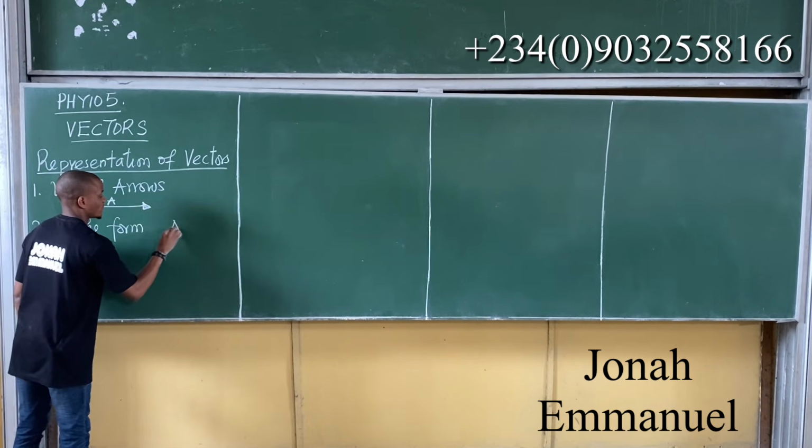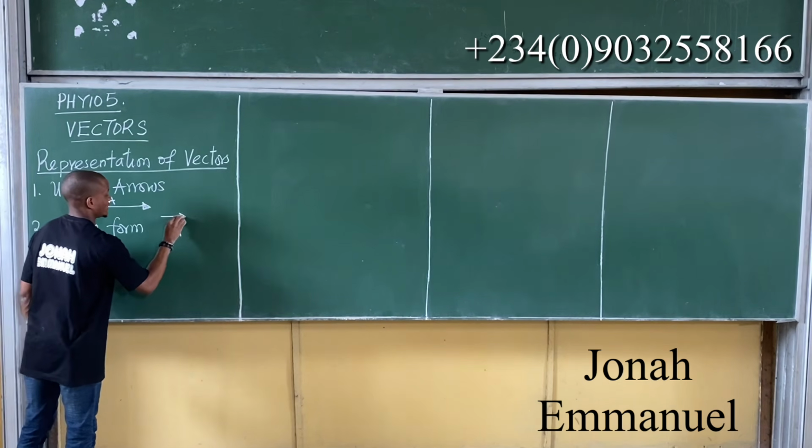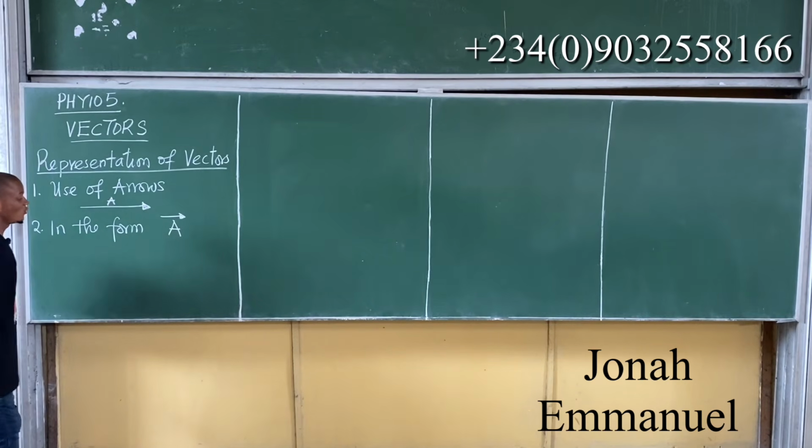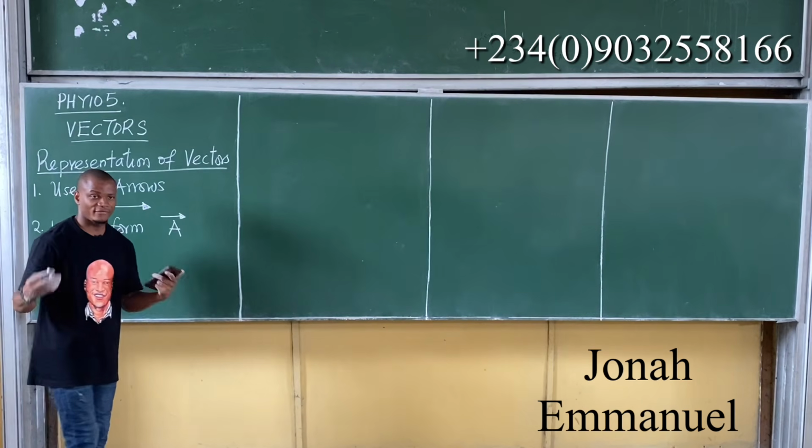Let's say this is called an arrowhead, placing an arrow above the vector. This is the second way of representing a vector.